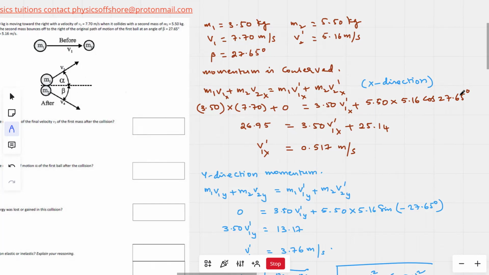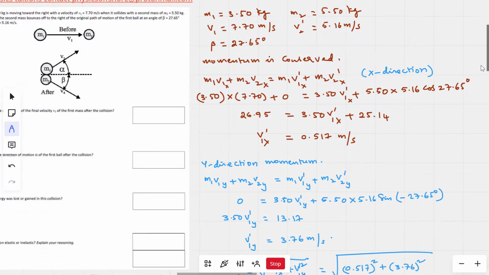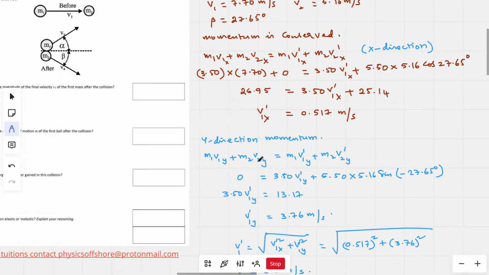Okay, and then plug in the values, you will get the final velocity of the first ball along the x direction. Now, the same way, we have to equate the y direction momentum also. Here, the ball is traveling along the x direction, not along the y direction. So therefore, y direction momentum is 0 for the first ball.